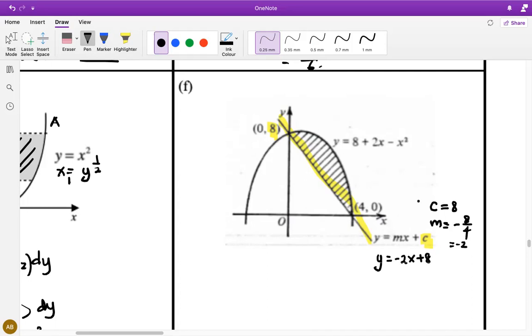Okay, so now we can find the value of the area. Therefore, this is above, this is below, right? So we just use the formula. So the area is from 0 to 4, okay? And then it's 8 plus 2x minus x squared, minus negative 2x plus 8, dx.